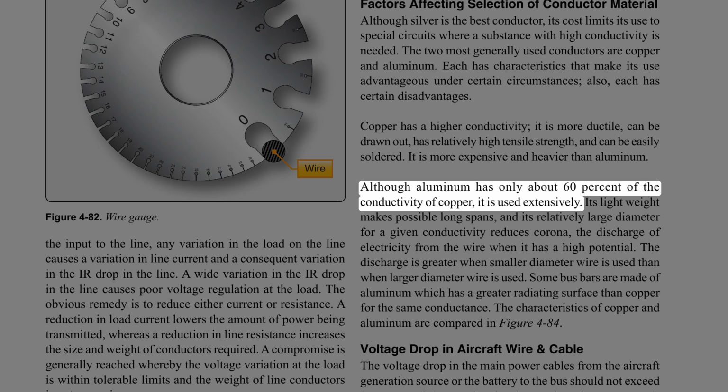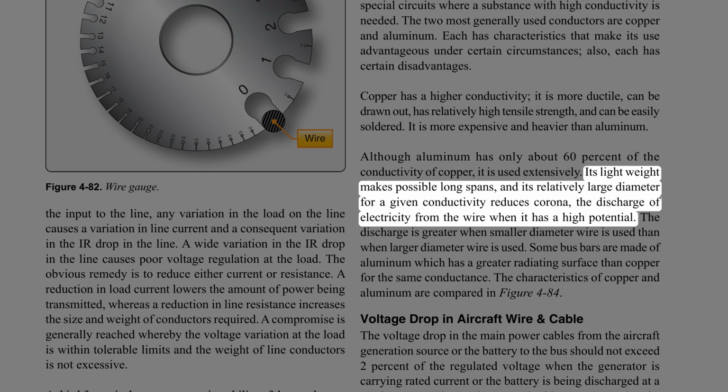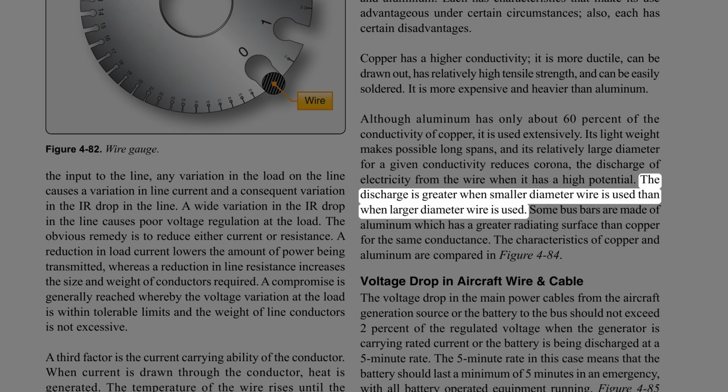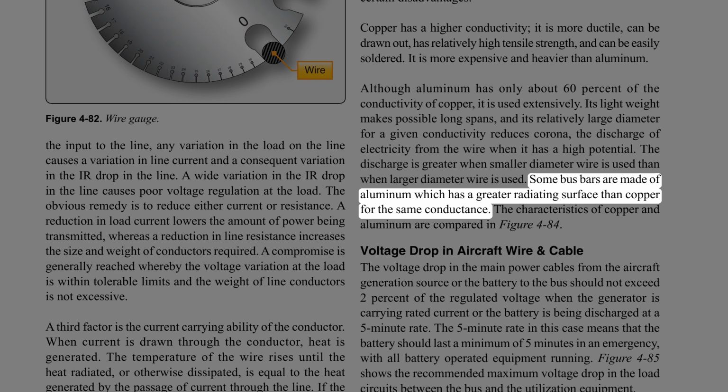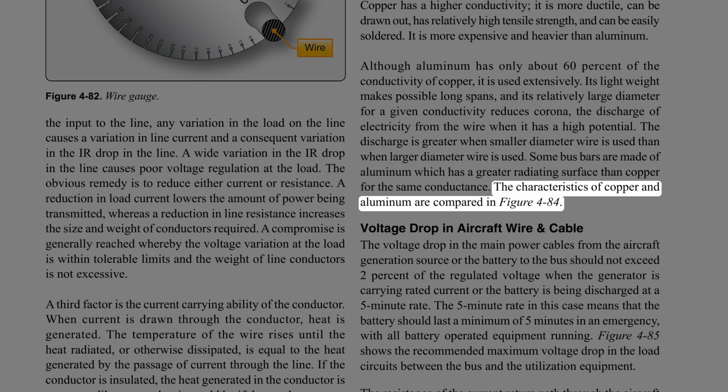Although aluminum has only about 60% of the conductivity of copper, it is used extensively. Its light weight makes possible long spans, and its relatively large diameter for a given conductivity reduces corona, the discharge of electricity from the wire when it has a high potential. The discharge is greater when smaller diameter wire is used than when larger diameter wire is used. Some bus bars are made of aluminum, which has a greater radiating surface than copper for the same conductance. The characteristics of copper and aluminum are compared in Figure 4-84.